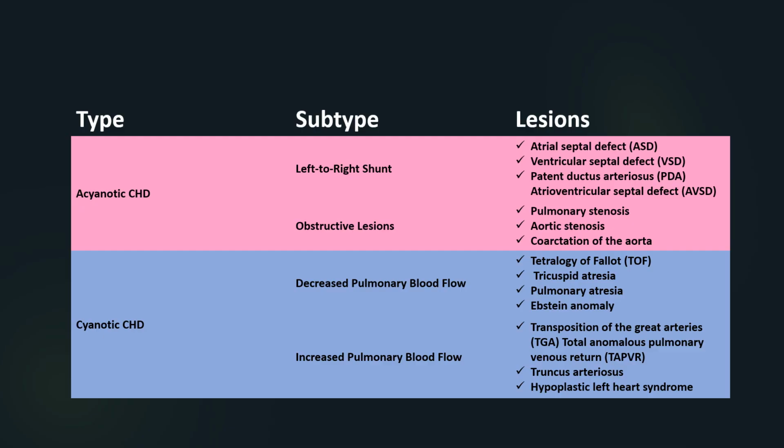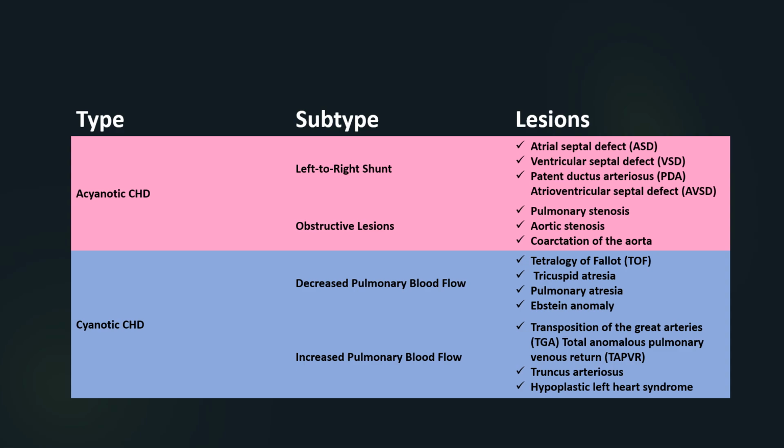This is about subtypes of congenital heart disease. I already said there are two basic types, acyanotic and cyanotic. Acyanotic conditions again have two types: left to right shunt and obstructive lesions. Under left to right shunt, important conditions are atrial septal defect, ventricular septal defect, patent ductus arteriosus, and atrioventricular septal defect. Under obstructive lesions are pulmonary stenosis, aortic stenosis, and coarctation of the aorta. These are the conditions in acyanotic disease.